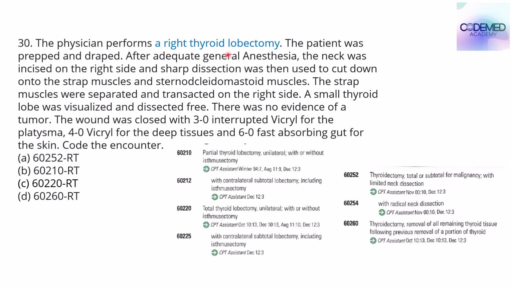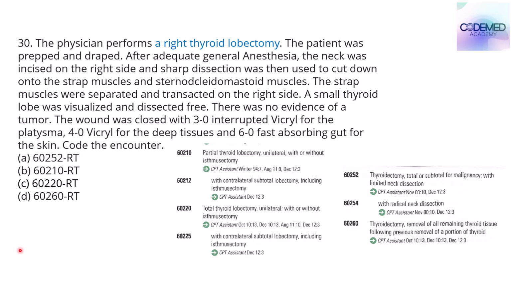The physician performs the right thyroid lobectomy. The patient was prep-draped. After adequate general anesthesia, the neck was incised on the right side and sharp dissection was then used to cut down onto the strap muscle, sternocleidomastoid muscle. The strap muscles were separated, transected on the right side. A small thyroid lobe was visualized and dissected. There was no evidence of tumor. The wound was closed with 3.0 interrupted Vicryl for the platysma and 4.0 Vicryl for the deep tissue and 6.0 fast absorbing gut for the skin. Code the encounter.